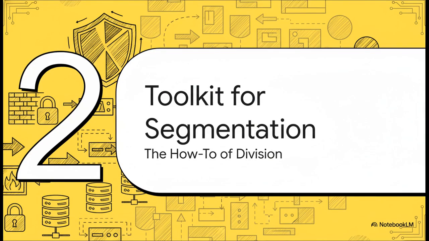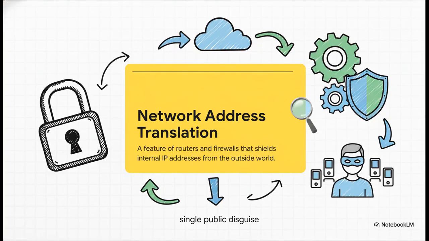Okay, so we get why we need to do this. Now for the fun part. How do we actually do it? What are the tools we use to build these digital walls and create our secure little network neighborhoods? First up, we've got a tool that most of us are using every single day without even realizing it: Network Address Translation, or NAT. The main job of NAT is pretty simple.